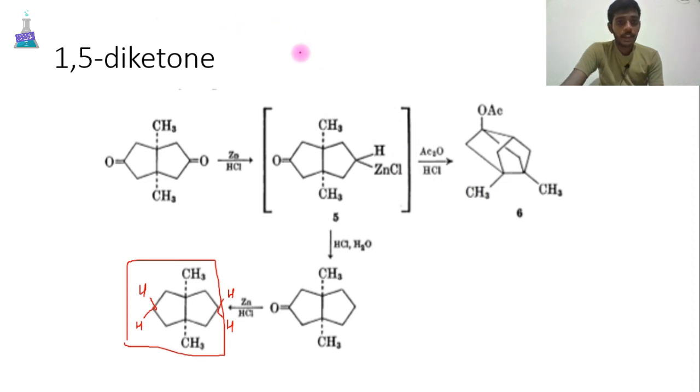You have to remember that if an alpha beta unsaturated ketone is present, the double bond will be reduced and not the ketone, and ring contraction takes place.